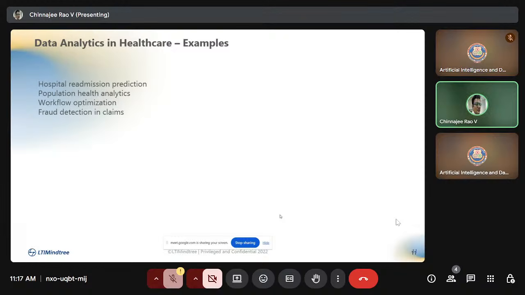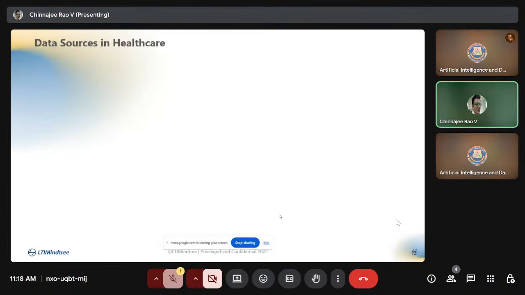Then fraud detection and claiming. Okay, so fraud will be in all the places, right? Fraud in medicines, everywhere. So data analytics and AI will help in fraud detection. Then patient segmentation and targeted intervention. So they will segment the patients, group the patients, and they will target at the accurate level.